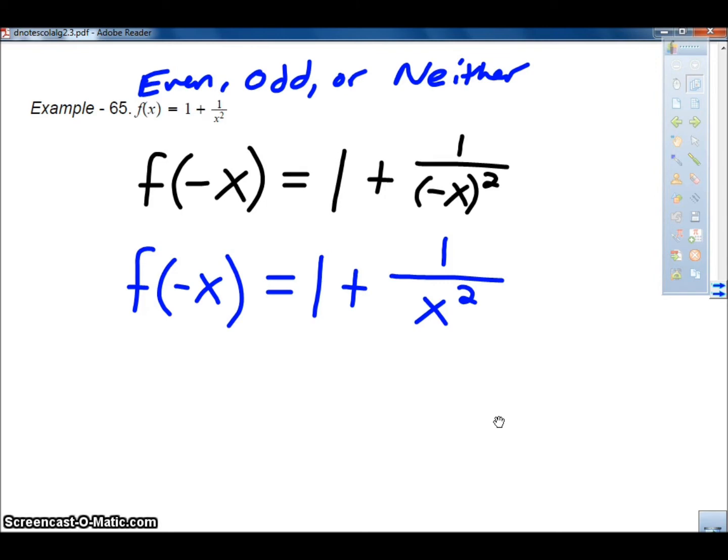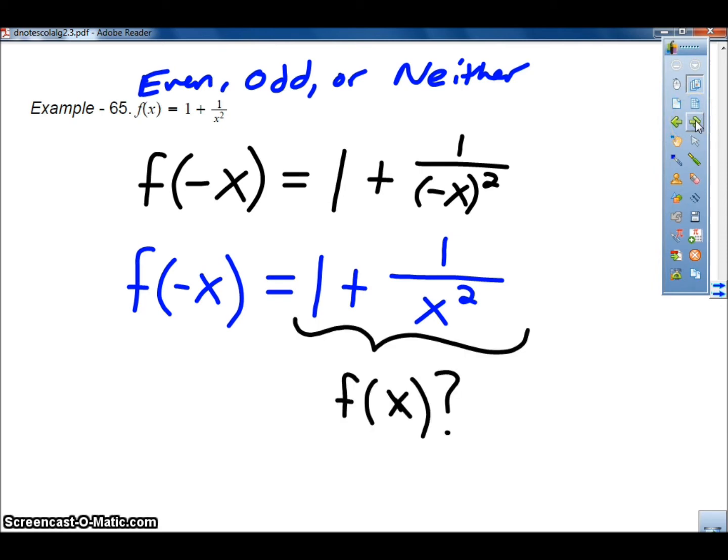If you do that, you get f of negative x is equal to 1 plus 1 over negative x squared. But when you square a negative, the answer always comes out positive. So what we end up with is 1 plus 1 over positive x squared. Just like in the last example, we ask ourselves: does this result equal the original function, f of x? The answer in this case is yes. It came out exactly the same as the original function I started with, 1 plus 1 over x squared.